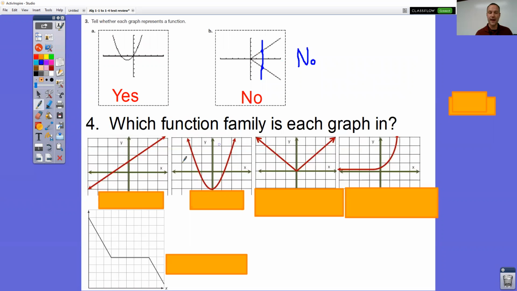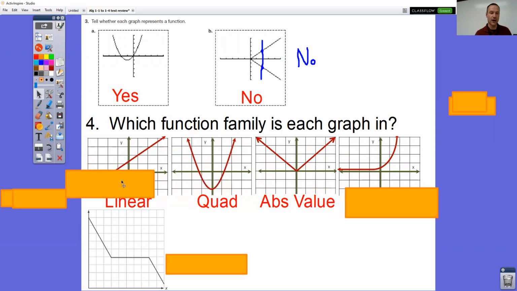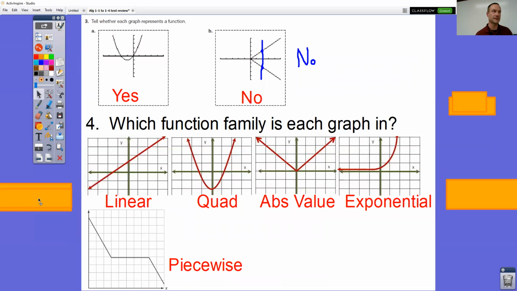Number 4, which function family is each graph in? So this is the linear function family because it forms a straight line. A U-shaped graph is the quadratic function family. A V-shaped graph is the linear absolute value function family. A single smooth curve is the exponential function family. And the one that is parts and pieces, goes up and down and zigzags all around, that is the piecewise function family.